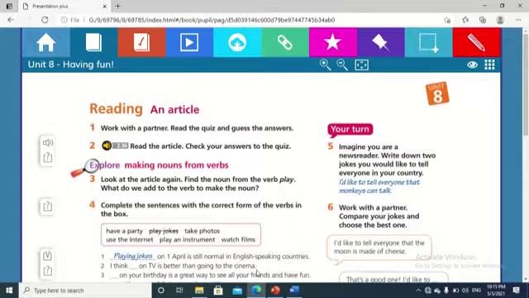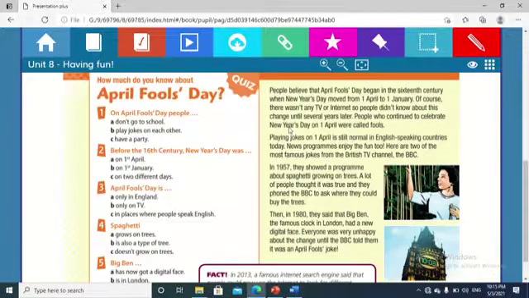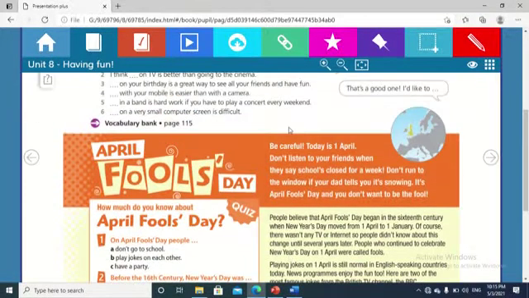Of course, as usual, we have a pre-reading question. Here's number one: work with a partner, read the quiz and guess the answers. Before reading the text, of course, we have this quiz. To remember, a quiz is a general question where different people are asked to give their answers, and the answers of this quiz may be used to tell something about you or the society in general.